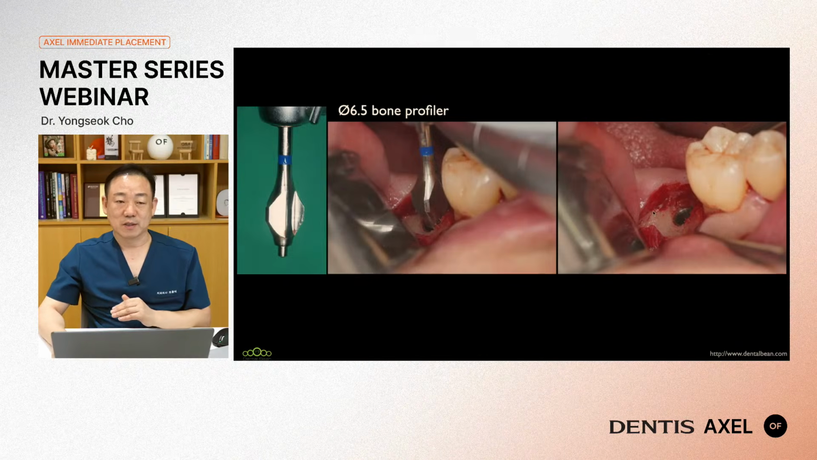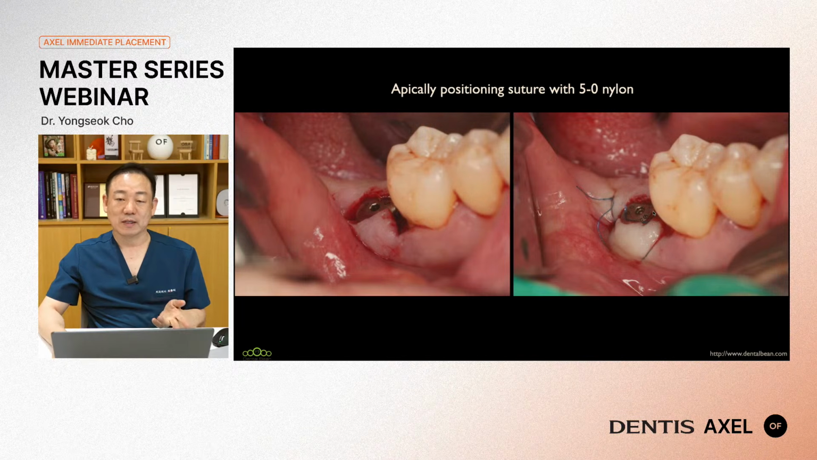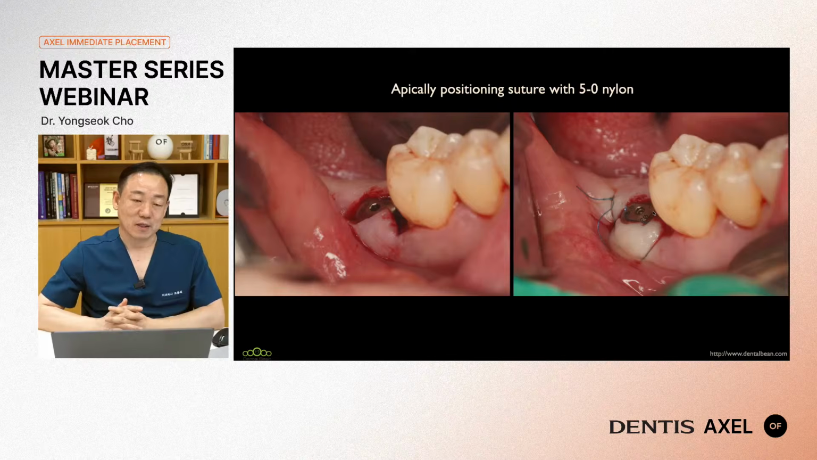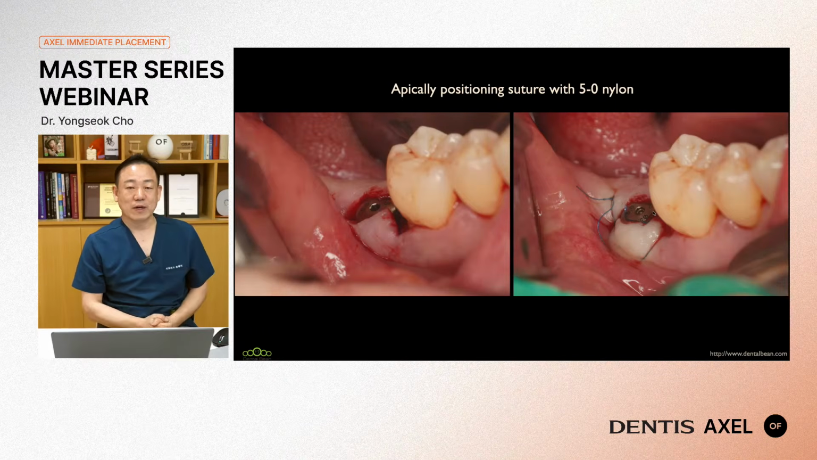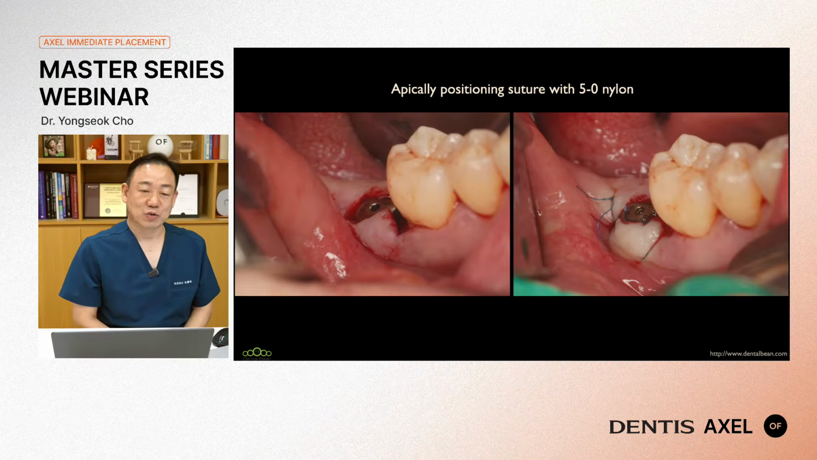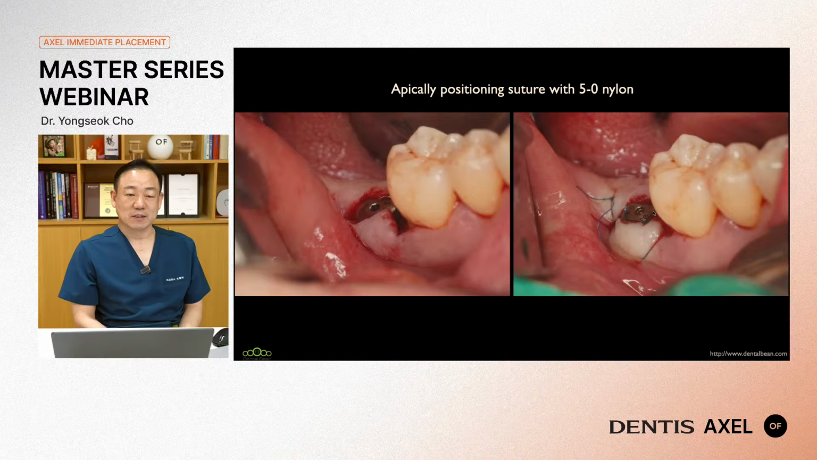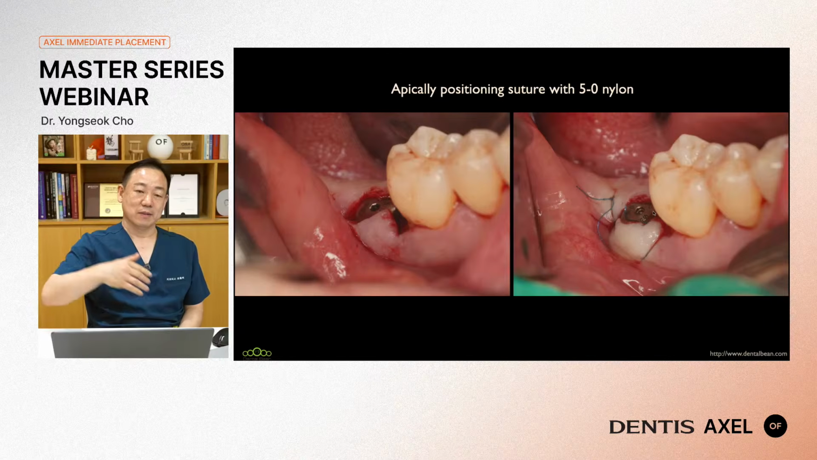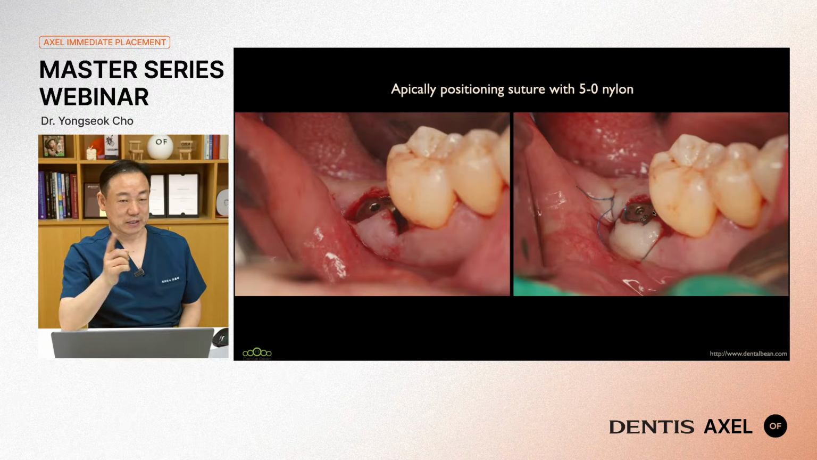To avoid such a problem, I used the bone profiler and I connected the healing abutment completely. Again, I tried the apically positioning suture. It is a modified external vertical mattress suture to increase buccal tissue volume. Okay, like this.